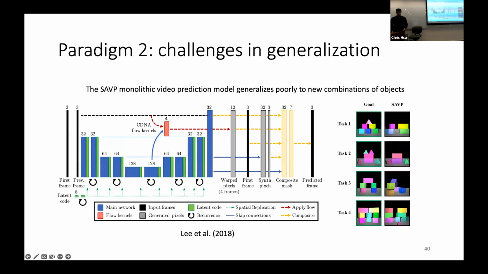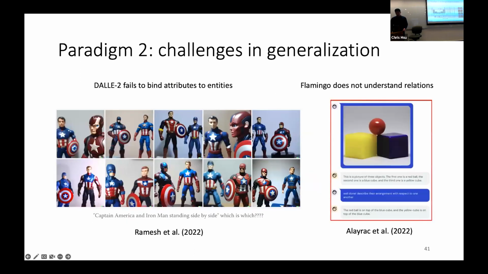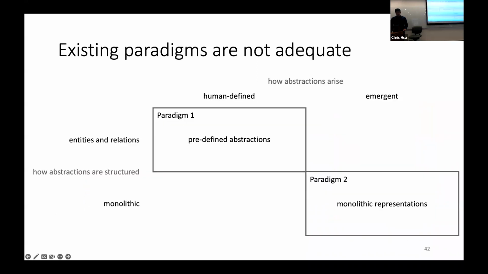And monolithic representations also generalize poorly when encountering new combinations of objects, such as in this example, where we see a monolithic visual planning architecture called SAVP, that you see on the left, generalize poorly to constructing new block towers, as you see on the right. And even when we do provide human abstractions like language to these models, they often do not bind attributes to entities or model the relations between entities. So paradigm 2 fixed paradigm 1's issue of having human-defined abstractions, but methods under paradigm 2 thus far do not represent systems in a way that generalizes.